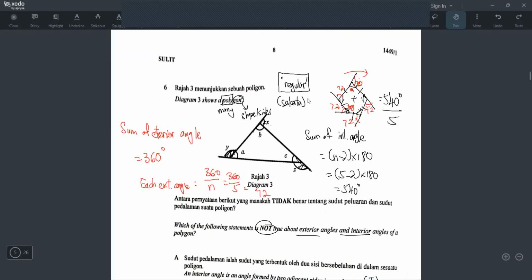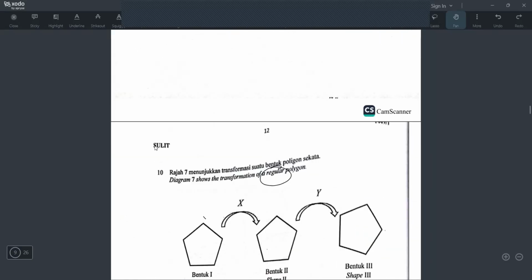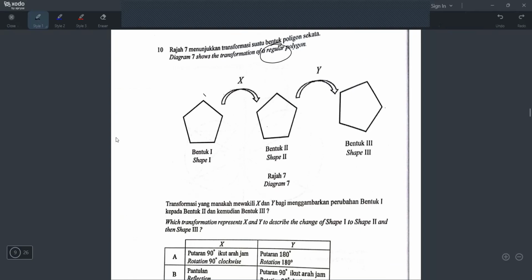I explained a lot. Okay, what's the regular interior angle and exterior angle? If you want the explanation, you rewind back to that question. Okay, number 10. Diagram shows the transformation of regular polygon, shape 1, shape 2, shape 3. Which transformation represents X and Y to describe the change of shape 1 to shape 2 and then shape 3?